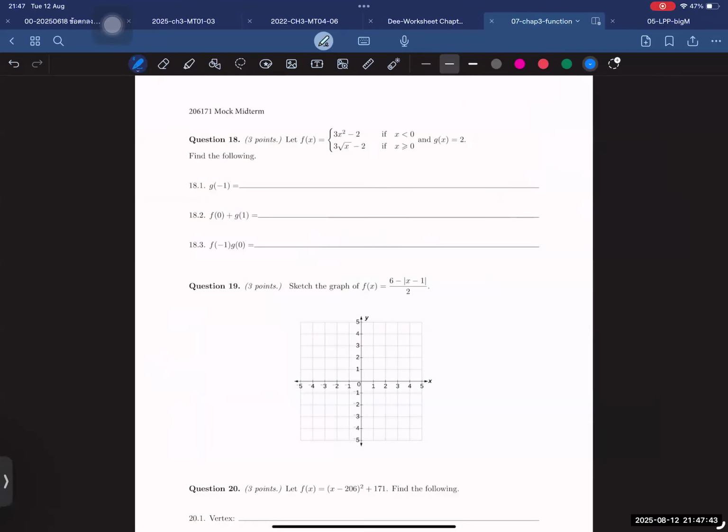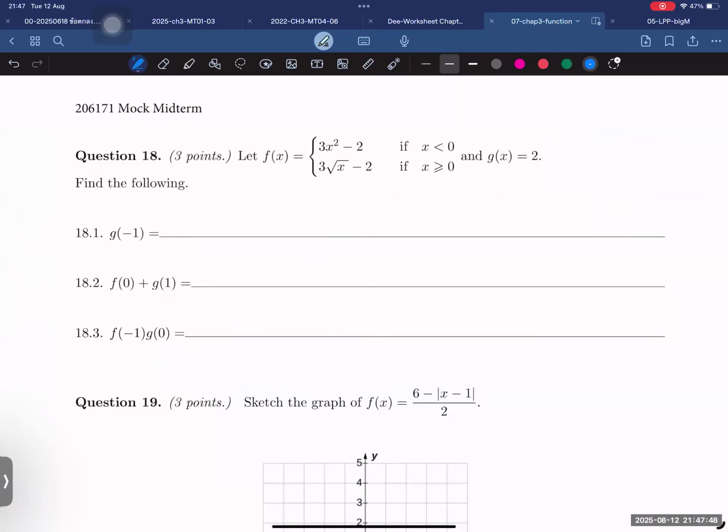All right, the next one is simple. Just evaluate the piecewise function. Here, let me separate the domain. Here x is 0, right? It's separate. If x is less than 0, we got function 3x squared minus 2. If it's greater than 0, we got 3 square root x minus 2. And they define that g of x equal to 2. Okay, g of x is a constant for any x.